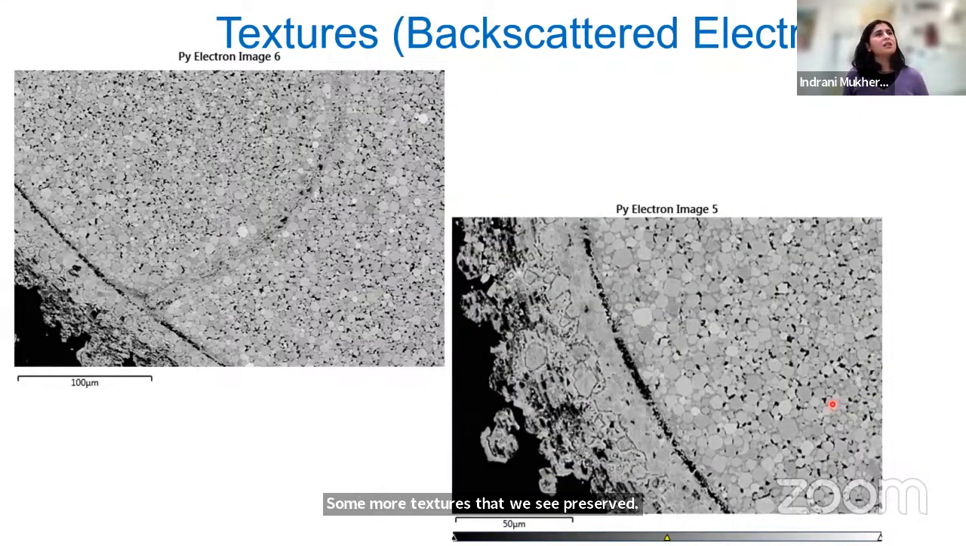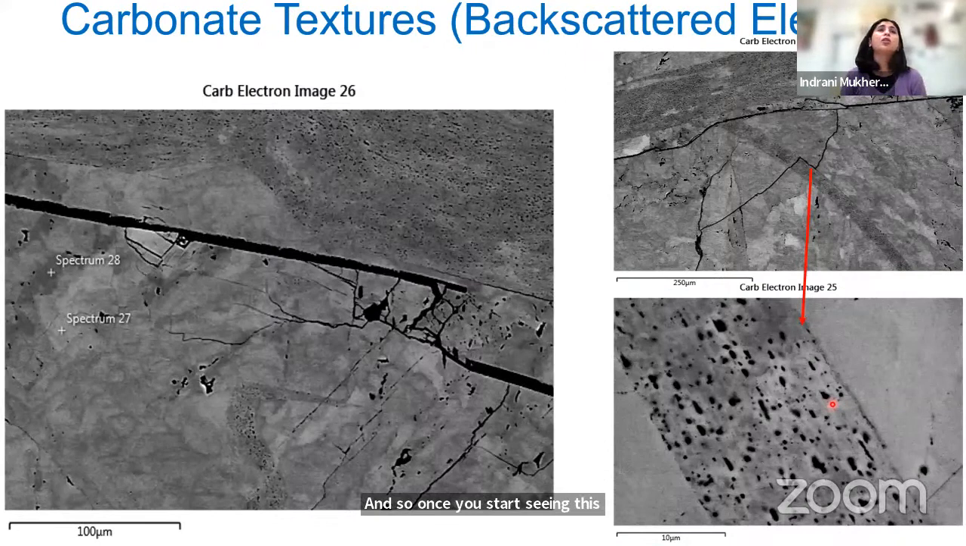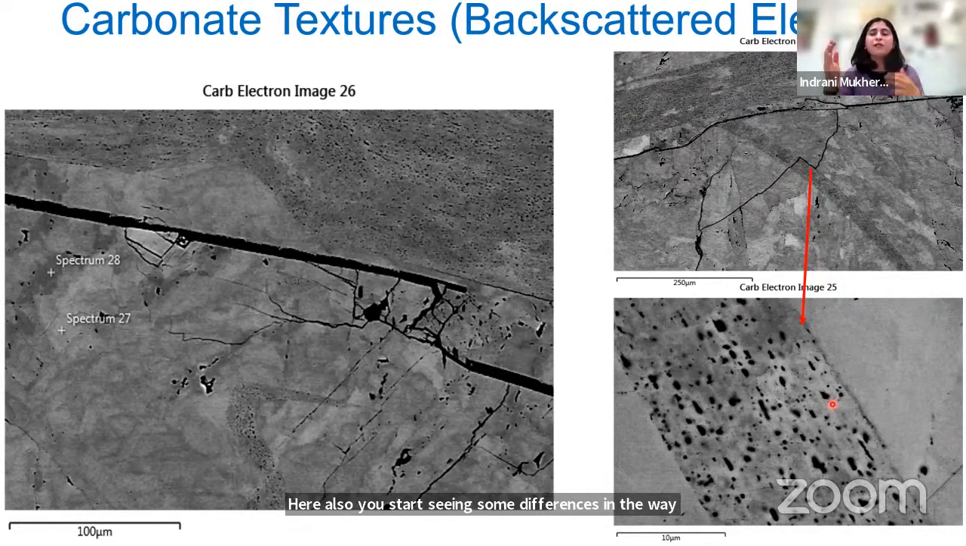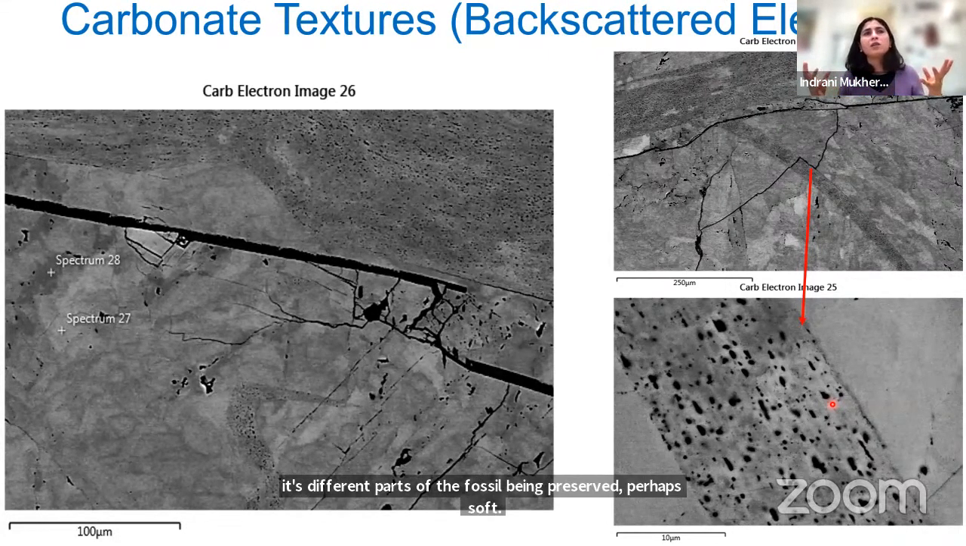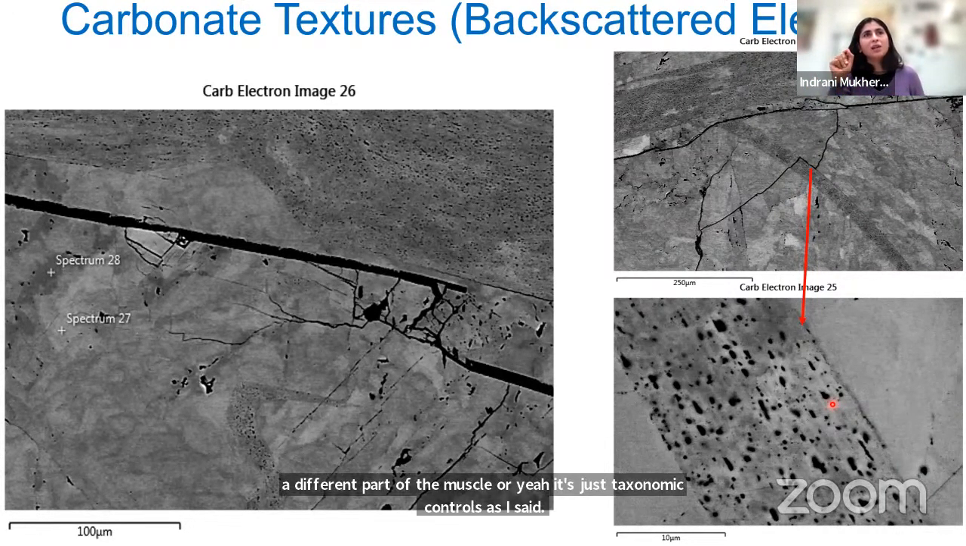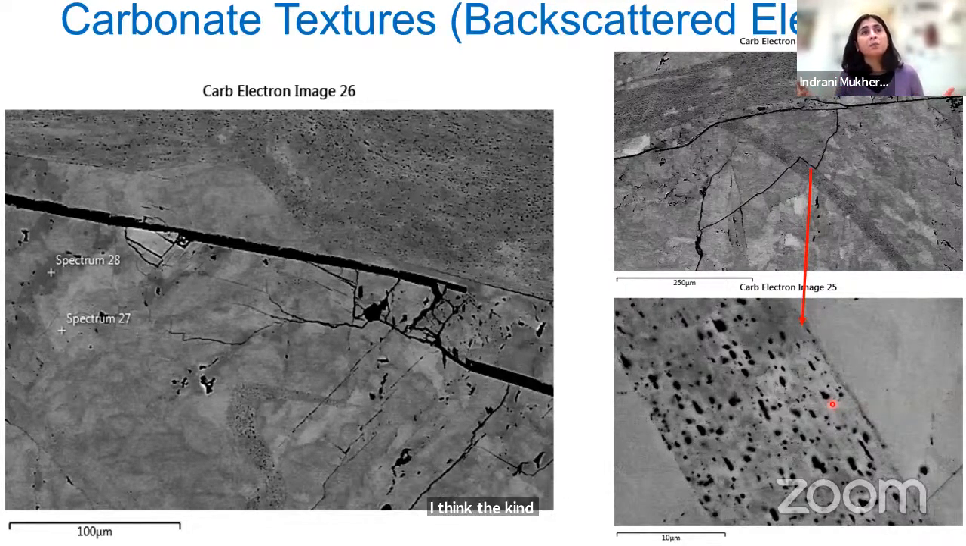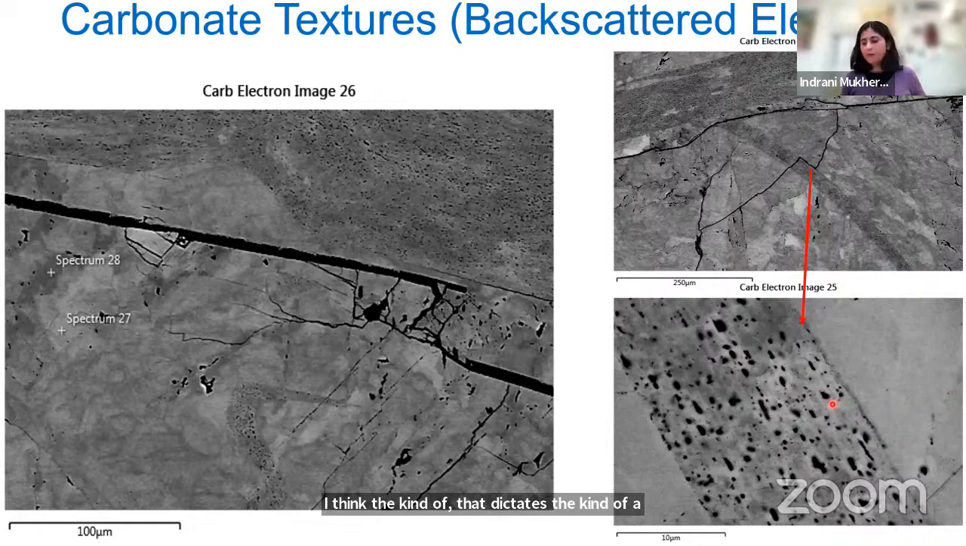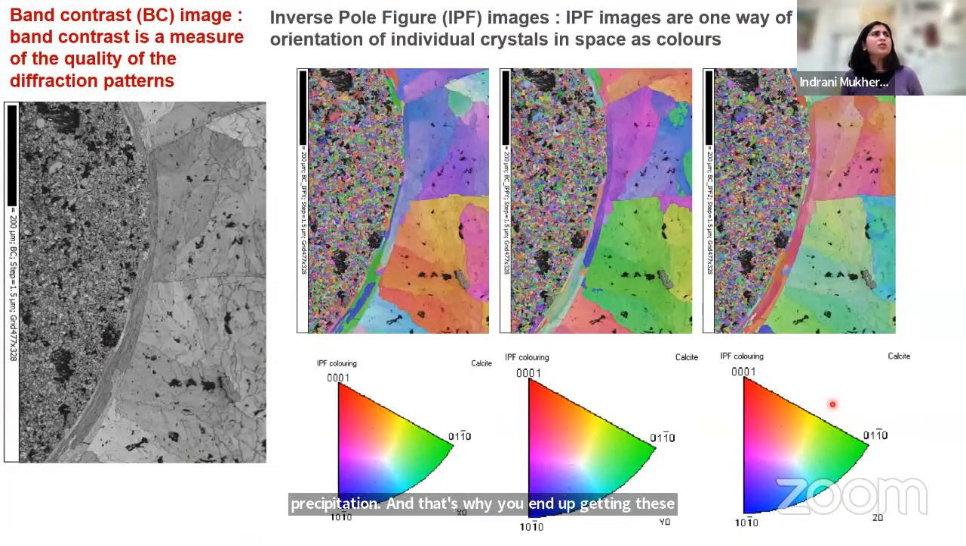And once you start seeing this, and this is the calcite, the non-pyritized version of it, here also you start seeing some differences. It's the same mineral, right? But I think it's different parts of the fossil being preserved, perhaps soft tissue, or a different part of the muscle, or it's just taxonomic controls, as I said. I think the kind of mineral dictates the kind of precipitation, and that's why you end up getting these different textures. So you can do some crystal orientation maps here, which is what I've done, and they seem to be very different in the different whorls, as they say, in the ammonite.